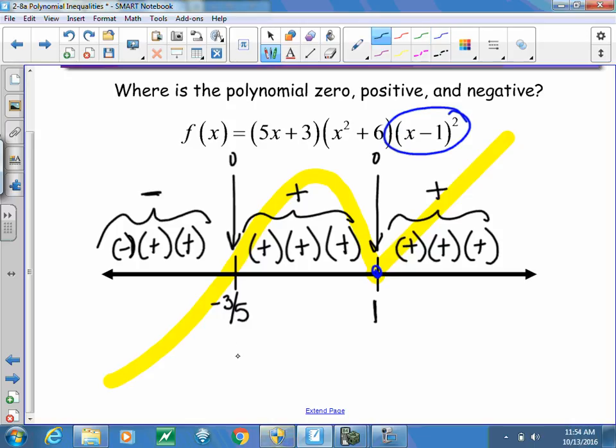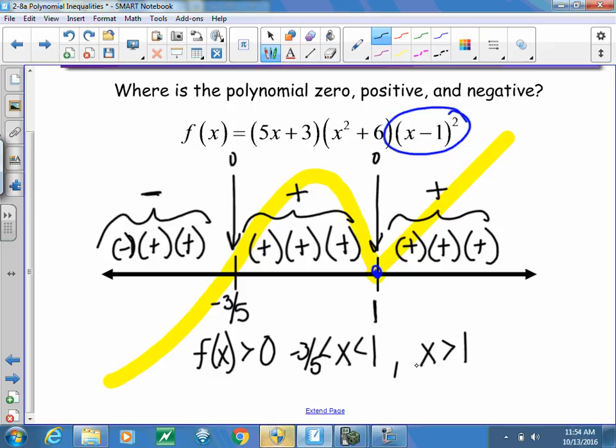So if I wanted to say, okay, when is our function f of x going to be greater than 0? We would be greater than 0 from the interval of -3/5 to positive 1, as well as when x is greater than positive 1. When our function f of x is less than 0, we'd be looking at the values of x that are less than -3/5.